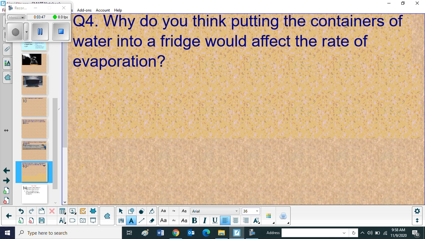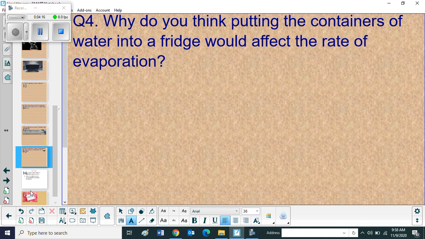Why do you think putting the containers of water into a fridge would affect the rate of evaporation? Yes, keeping them inside the fridge would slow down the rate of evaporation as there would be less heat. Cold air is denser and thus more saturated than warm air, so it absorbs less vapor. So putting the containers of water into the fridge slows down the rate of evaporation because there is less heat.